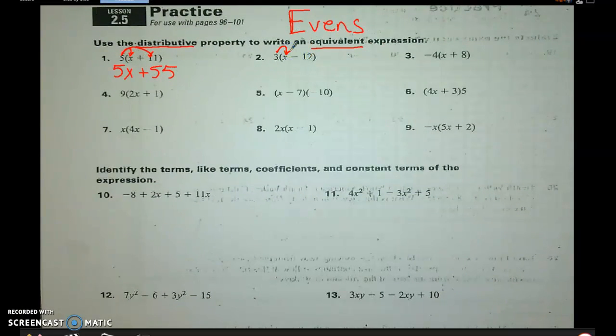You're going to take that 3 times x. You're also going to take that 3 times 12, that negative 12. Remember that negative needs to go with that 12. Number 3, we have this negative 4. They're stuck together, so it's got to stick there. So we're going to take that negative 4 times x, negative 4 times 8.